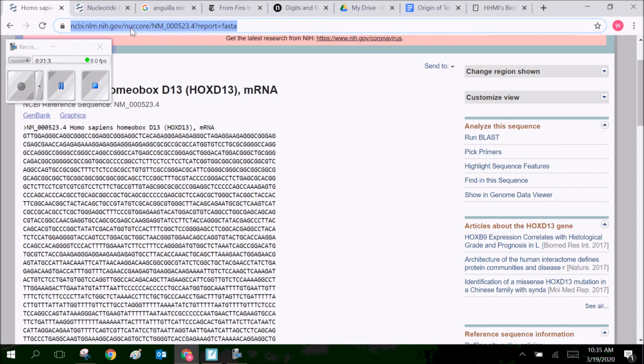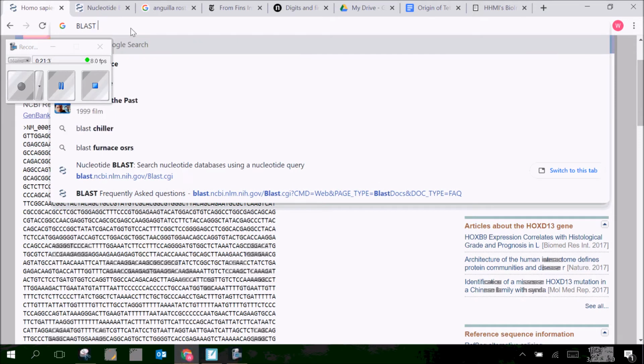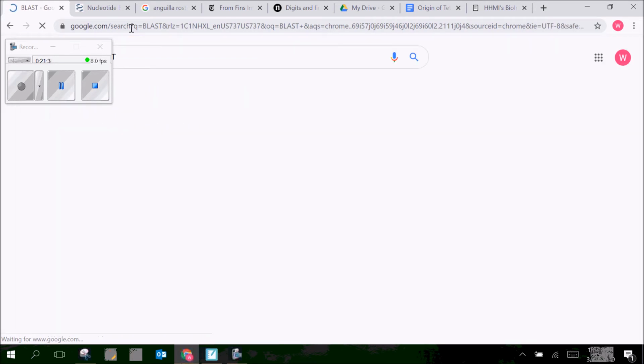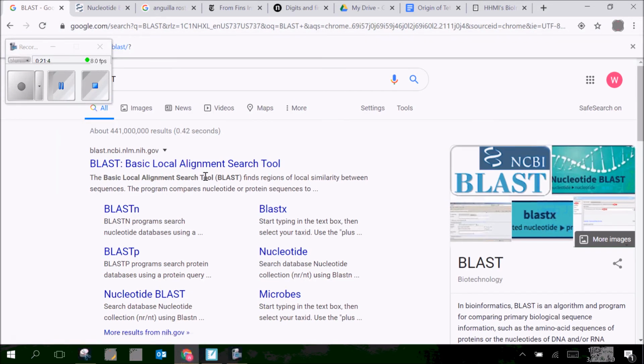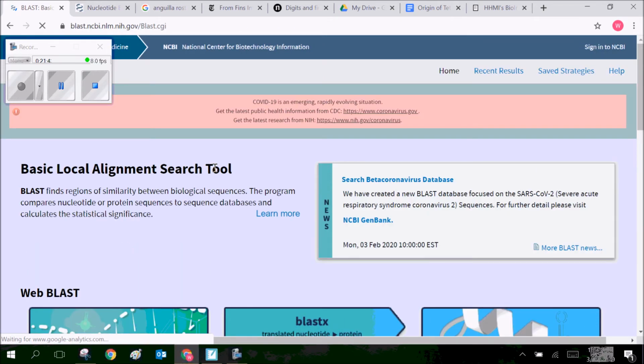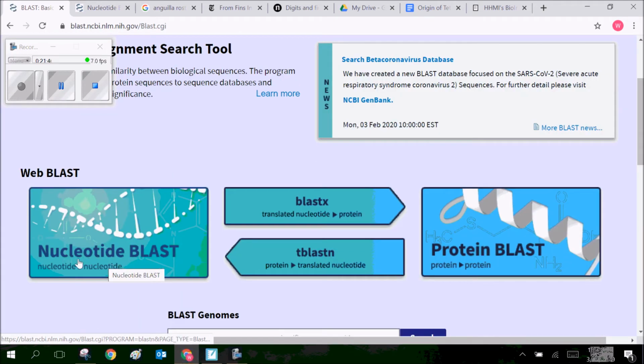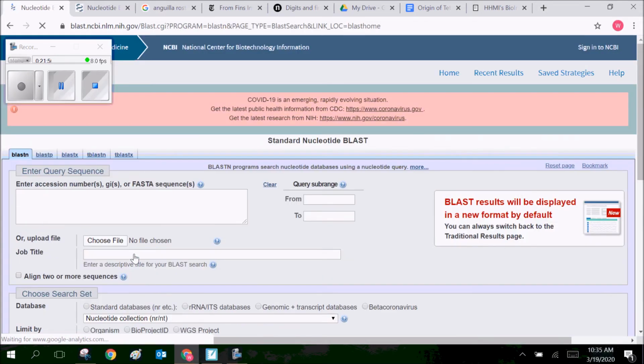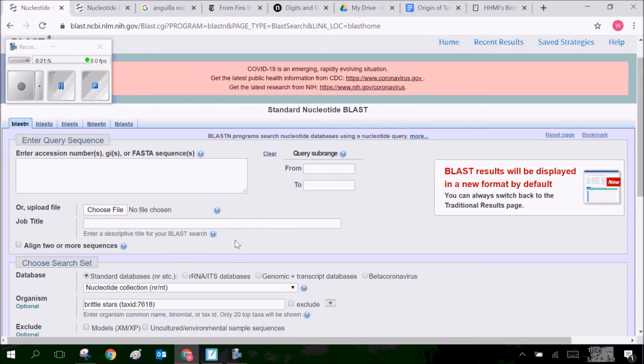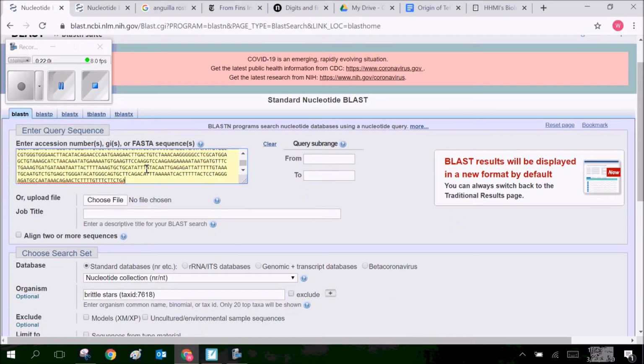So you can go up here and type in BLAST. If you type in BLAST, it should bring you to this basic local alignment search tool. If you click on that, it'll take you to nucleotide BLAST. Remember, nucleotide refers to the bases in DNA. And since we have just copied a bunch of bases in DNA, that's where we want to go. Once you're in nucleotide BLAST, you're going to paste that sequence up here.